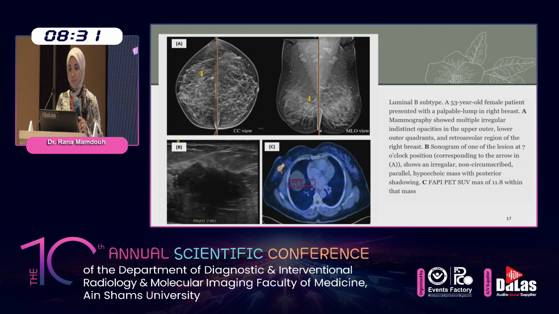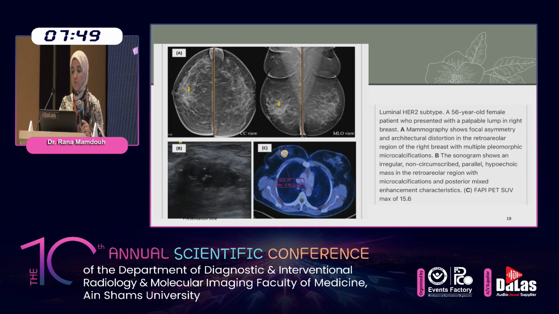Example of luminal type B. A 53-year-old female patient presented with a palpable right breast mass. Mammogram shows multiple irregular and indistinct opacities in the upper outer and lower outer quadrants and retroareolar region of the right breast, as you can see in the image. On sonogram, one of the lesions, corresponding to the arrow in figure A, shows an irregular and non-circumscribed, non-parallel hypoechoic mass with posterior acoustic shadowing. And in C, we show a PET-CT with an SUV max of 11.